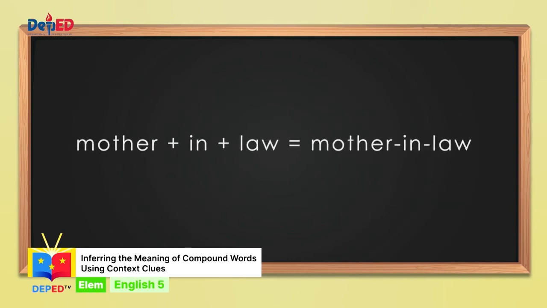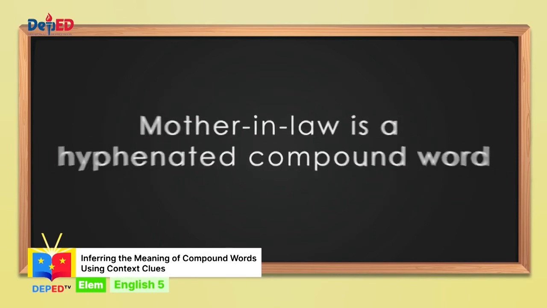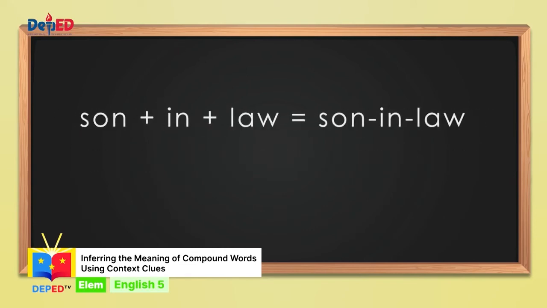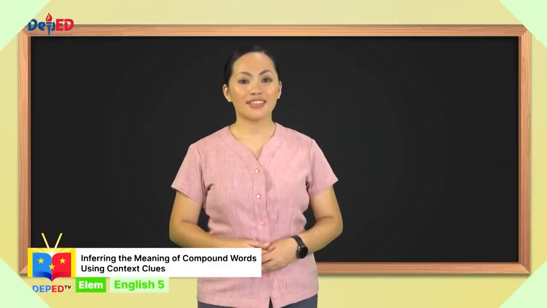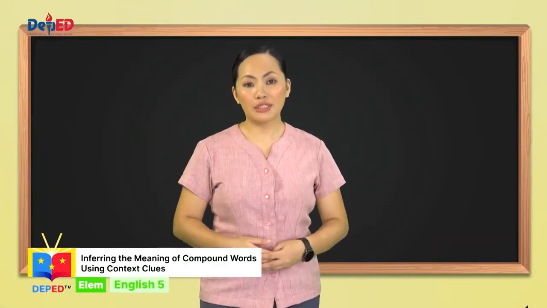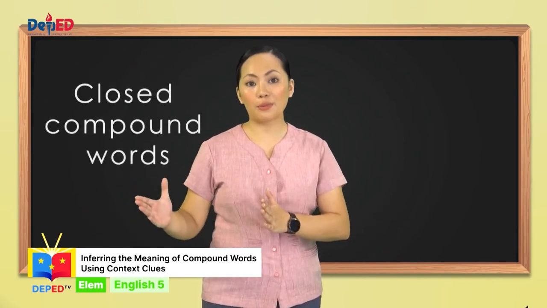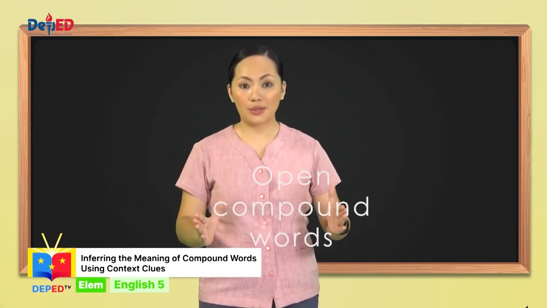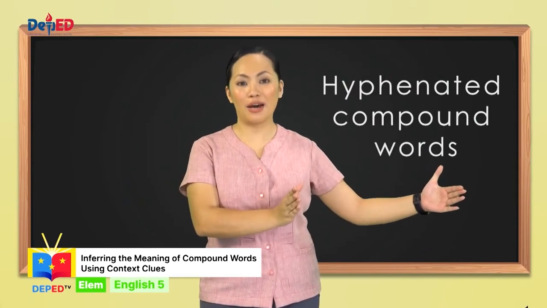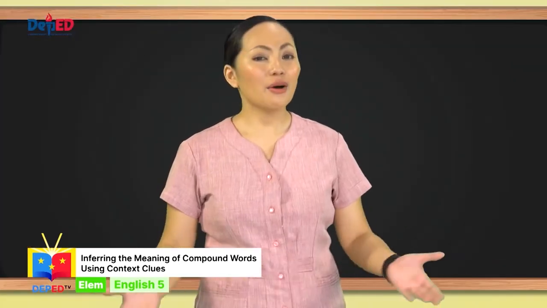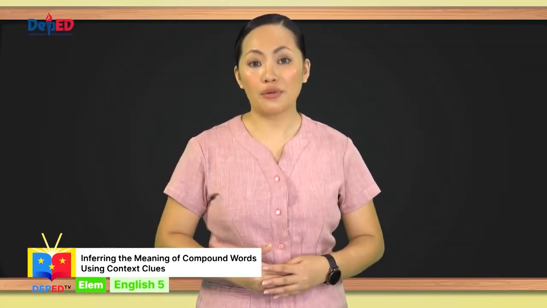Mother-in-law is an example of a hyphenated compound word. Hyphenated compound words are words strung together with a hyphen. Examples are son-in-law and name-calling. Again, compound words have 3 types, and these are closed compound words, open compound words, and hyphenated compound words. How is each type of compound word written?